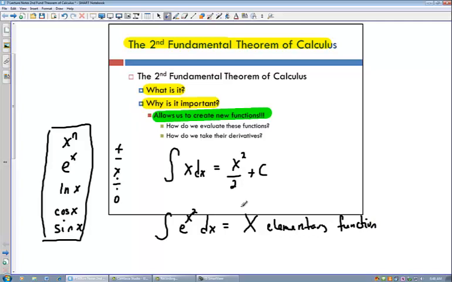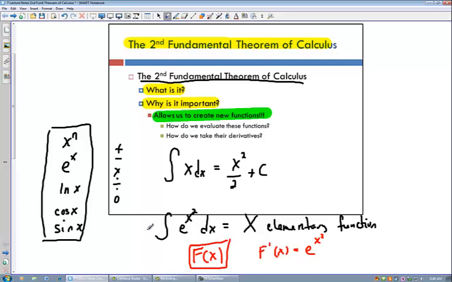When we start looking at this second fundamental theorem of calculus, it's going to give us a way to create a new function. Let's use red. Let's create this new function F of x with the property that F prime of x is equal to e to the x squared. It'll turn out that this F of x is not something we're able to represent in terms of these elementary functions. So it's a whole new type of function.